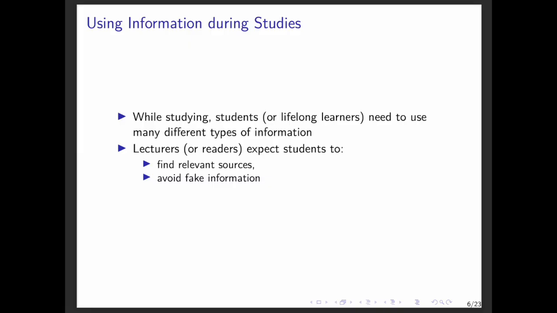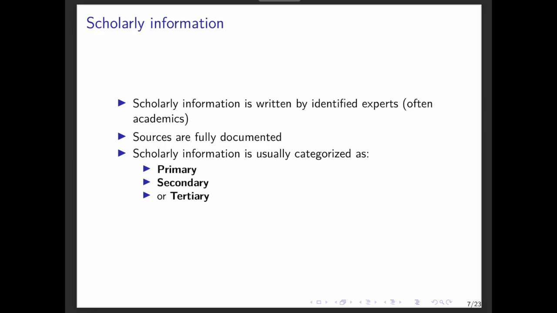Scholarly information is written by identified experts, often academics, and is intended for other scholars. Such sources are fully documented and often use technical language.